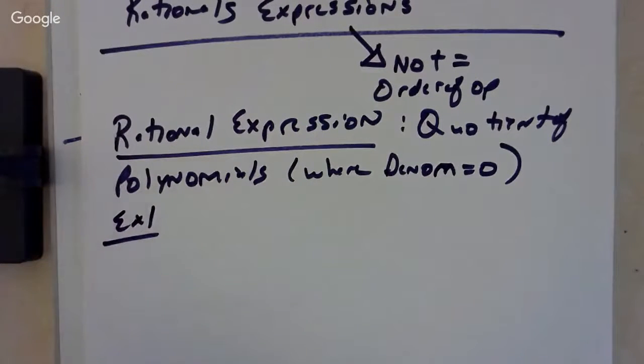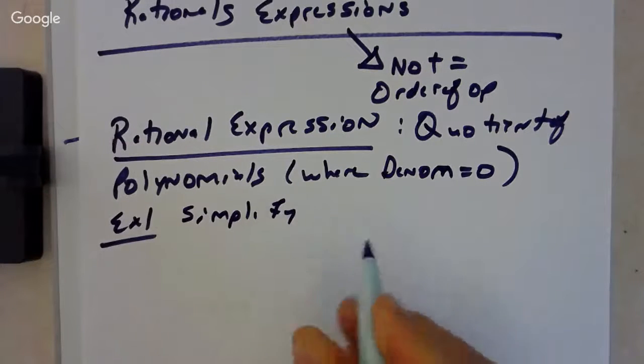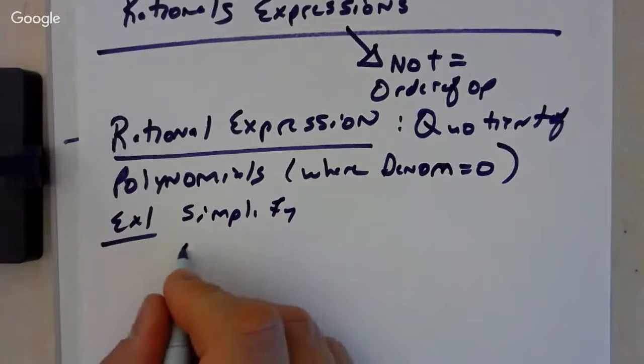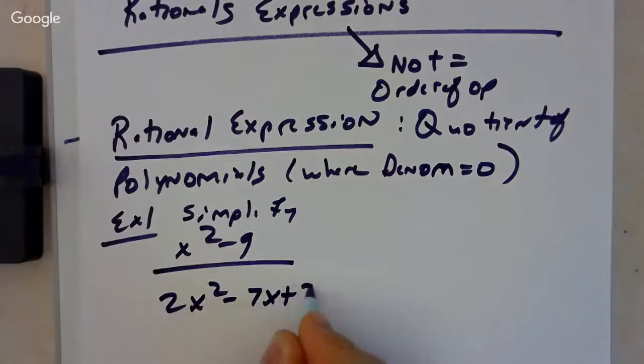Let's take a look at an example, and we're asked to simplify. What do we got? x squared minus 9 over 2x squared minus 7x plus 3.